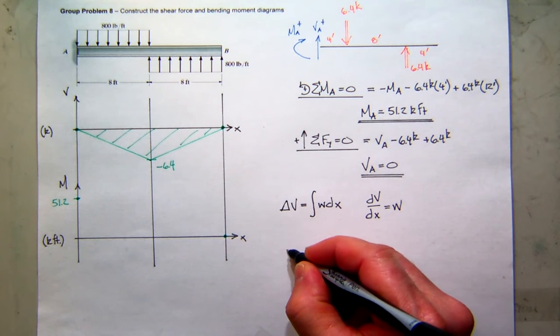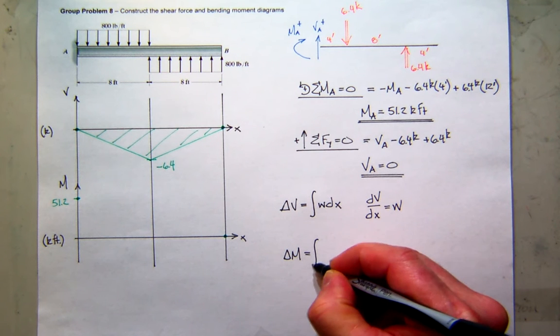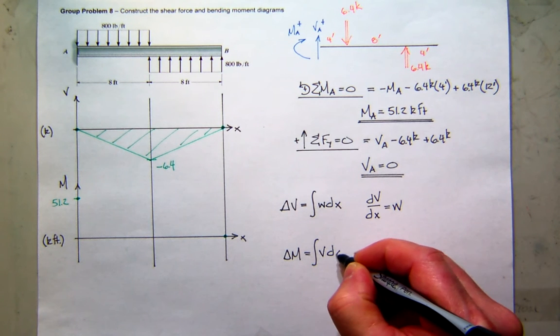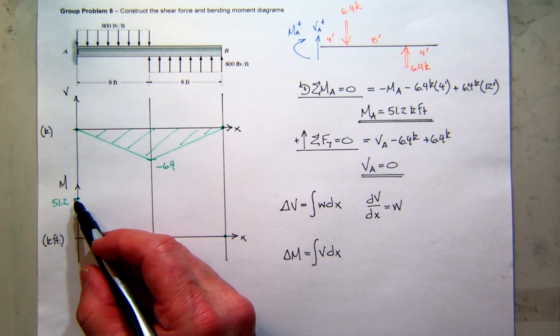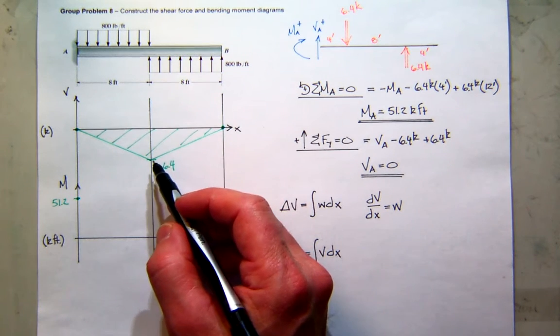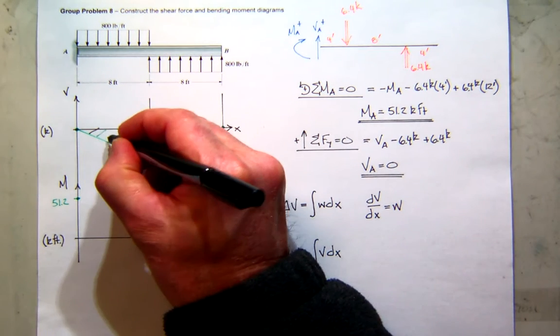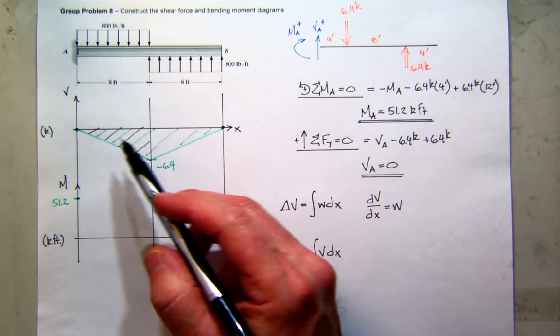To help us do that, we can use our integral relationship for moment, that the change in moment is the area under the shear diagram. So let's see if we can do that. Starting at 51.2, I'm going to change based upon the area of the shear diagram over the first 8 feet. I'll double hatch that one so you can see that's the area we're working on right now. So what's the area of that part of the curve?